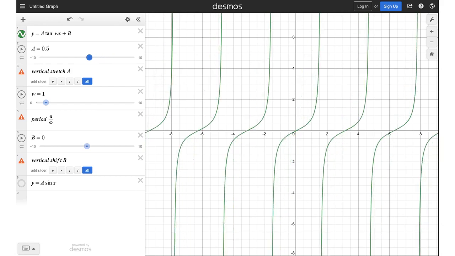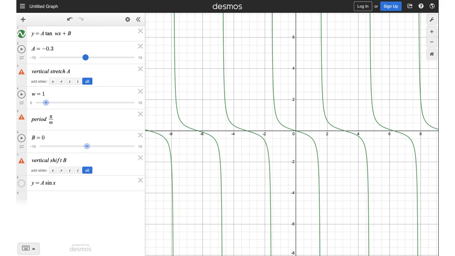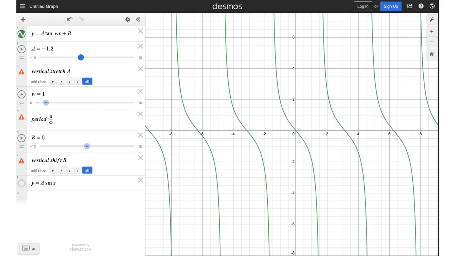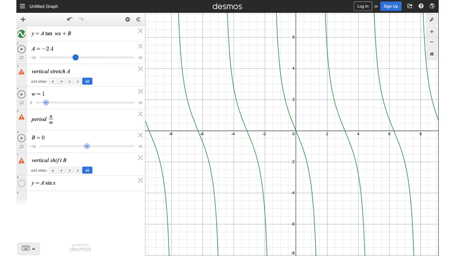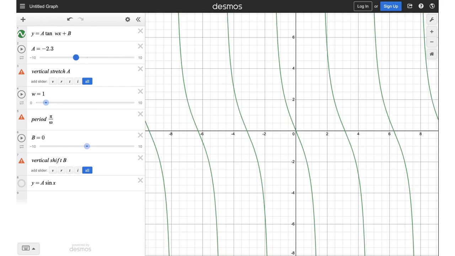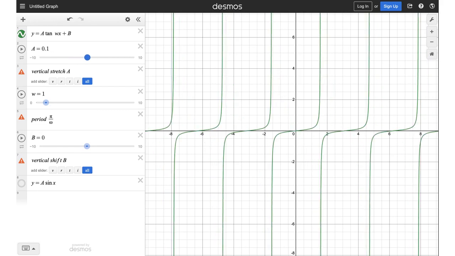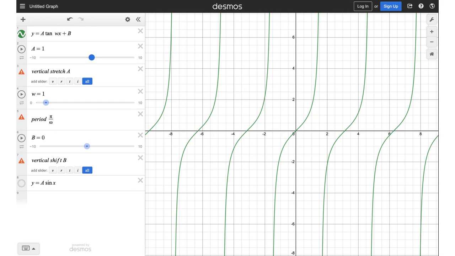If I go back the other direction and let a go into negative values, then I do get a vertical reflection across the x-axis, which also is kind of standard for a graph. If I put a negative sign out in front, I get a reflection, and I'm going to put this back to 1. So vertical stretch is a, the number out in front.